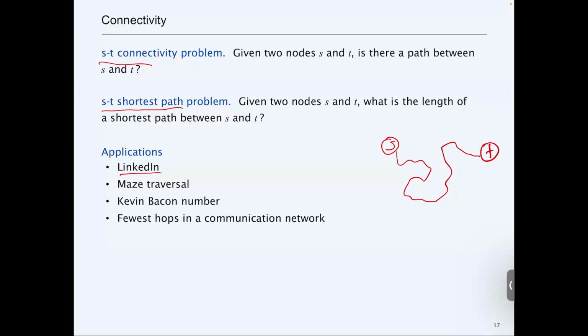So graph connectivity is really about understanding what we can reach, how information flows in this particular network, and how close different objects inside the network are. That's what this ST shortest path problem is: how close are objects in some graph?